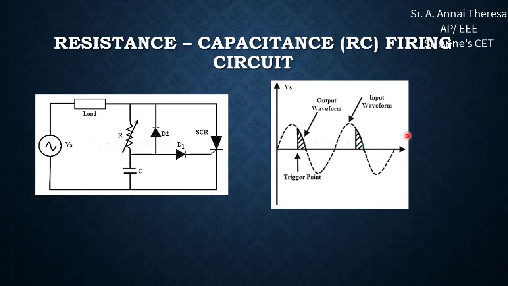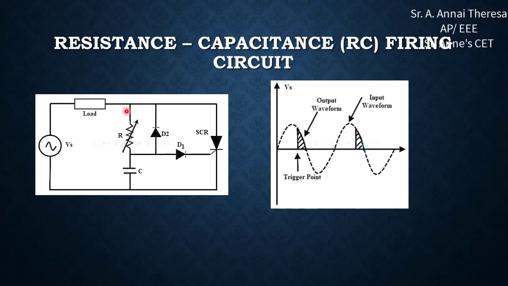The second firing method is RC firing, otherwise resistance capacitance firing. The limitation of resistance firing, that is the limited triggering angle only up to 90 degrees, can be overcome by this type of RC triggering circuit. It provides firing angle control from 0 degrees to 180 degrees. This firing control is obtained by changing the phase and magnitude of the gate current. By changing the phase and amplitude of gate current, we can control the firing angle.